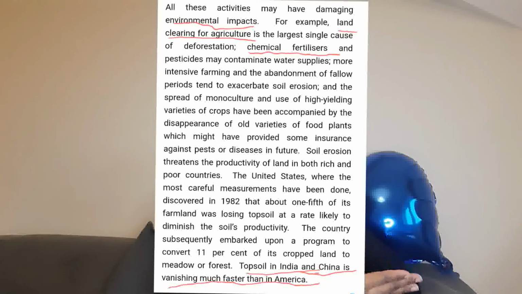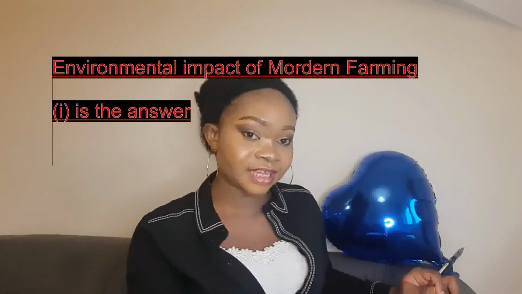Okay, now I read the last two sentences. The country subsequently embarked upon a program to convert 11% of its cropped land to meadow or forest. Topsoil in India and China is vanishing faster than in America. So when you look at this, they're talking about how all these things are damaging the environment. Okay, so it's a negative impact. I'm talking about chemical fertilizer. These things are modern. I talked about impact. So with impact, you should be able to have a clue of what the answer should be. Environmental impact of modern farming. That should be the answer.